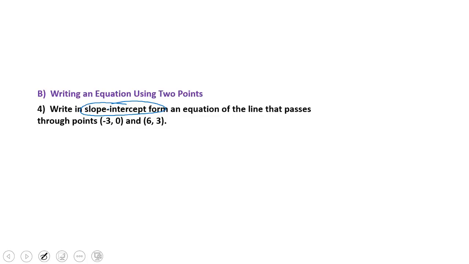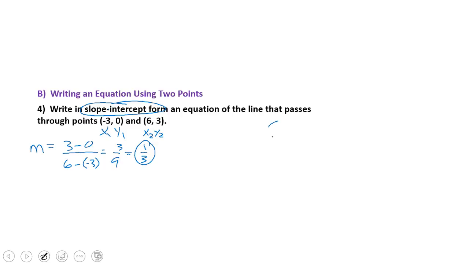And it says, write in slope-intercept form an equation of the line that passes through these 2 points. Wow, we don't know the slope now. All we have is these 2 points. But we can use these 2 points because we're going to use our definition of slope being the slope formula where we have y2 minus y1 over x2 minus x1, or however form you want to use to find that slope. So right here I'm going to go 3 minus 0 over 6 minus a negative 3. And that's going to give me 3 over 9, which simplifies to a slope of 1 over 3.